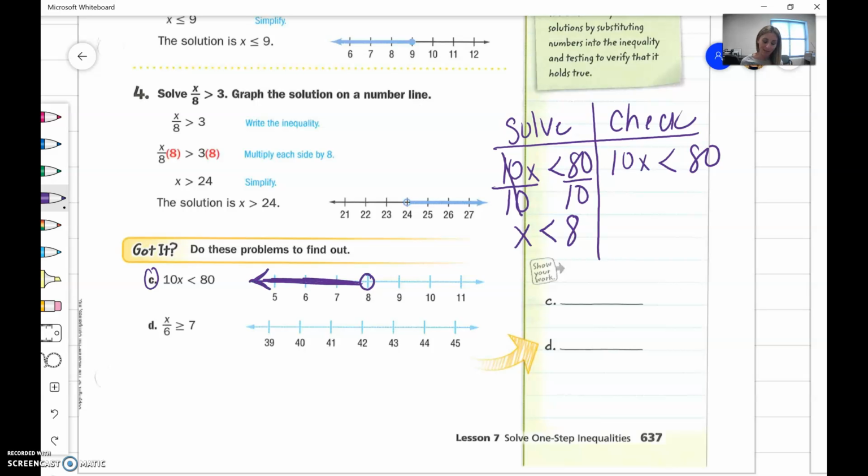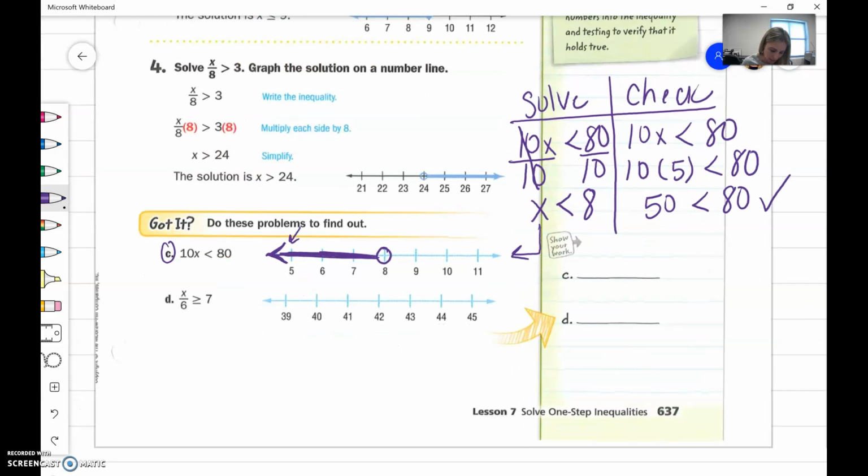Shabam. Now, let's pick a number to check it with. So remember that that becomes my number line. Let's just do 5. So to check it, we're going to do 10 times 5, remember I'm going to put it in parentheses, is less than, not equal to, just less than 80. So 10 times 5 is 50. Is 50 less than 80? Check. We've done it correctly. Okay, very good. Let's take a look at this next one.